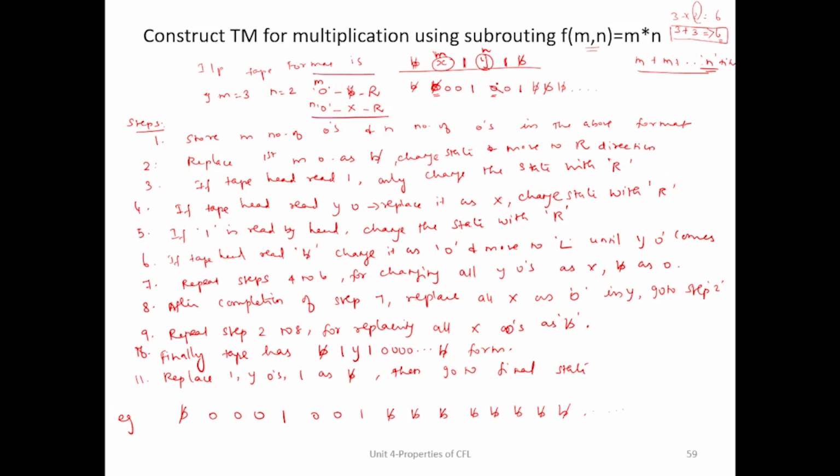So the first n zero will be changed as x. Then go to the right side, where a blank space is available. That blank space is changed as 0, which means we are copying the first m zero value at this side. Then again come to the left direction. We read the second n zero, which is also replaced as x. Then go to the right side, and the second blank space is replaced as 0. So what is the meaning? We are copying n number of zeros one time.